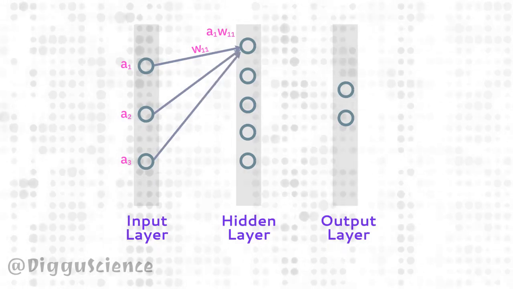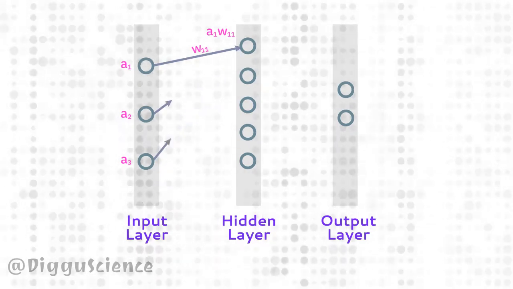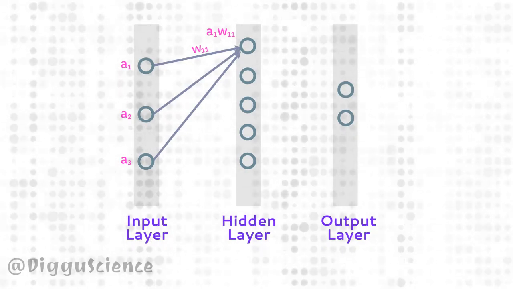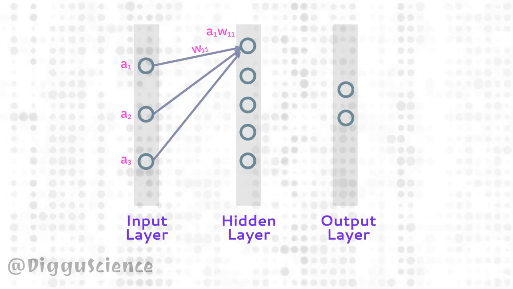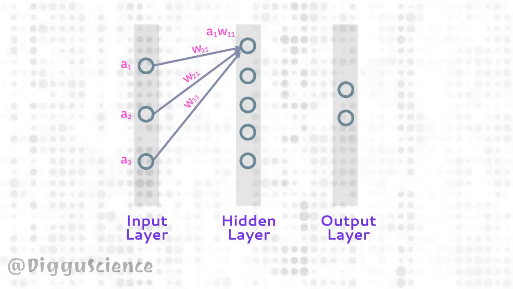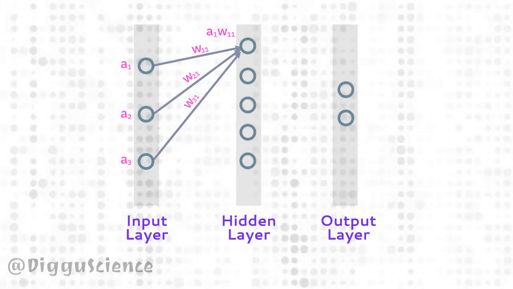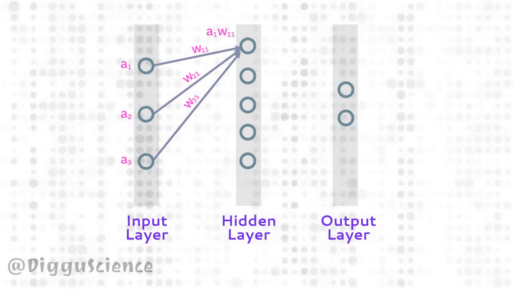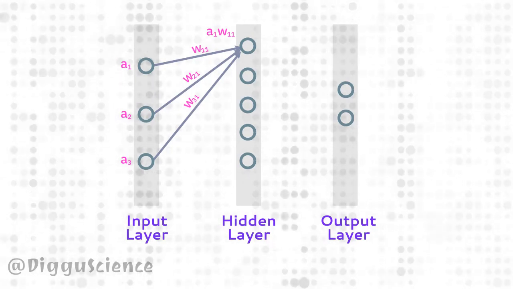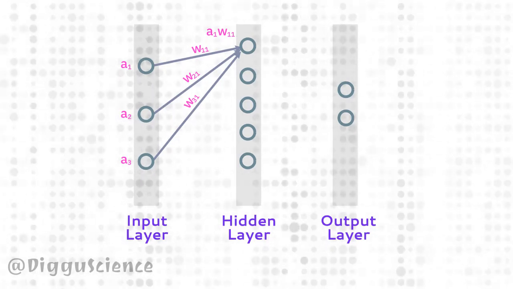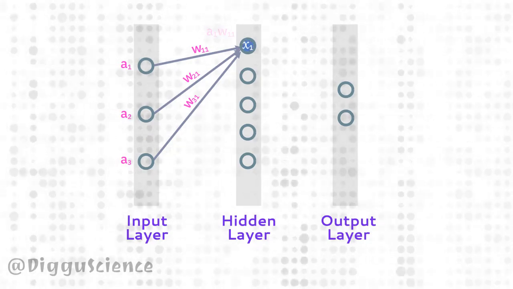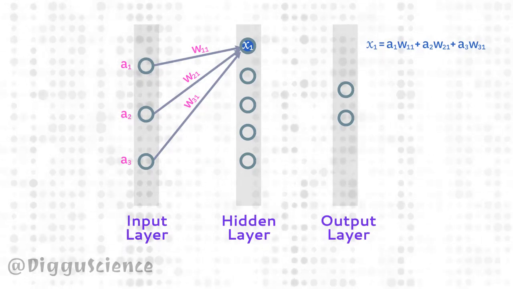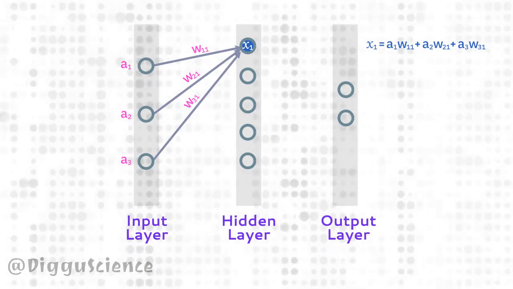Each node on the hidden layer will receive signals from all nodes on the input layer. Because each signal passes through its own connection line, each connection line has a different weight value. Well, the input signal at the hidden layer node is the sum of all input nodes. For example, the incoming signal value is x1, then x1 is equal to a1W11 plus a2W21 plus a3W31.